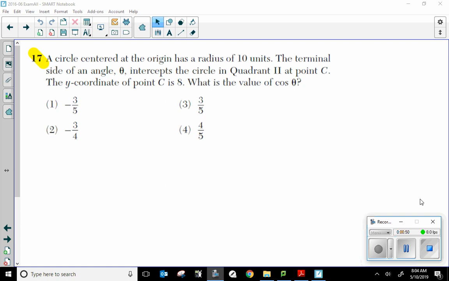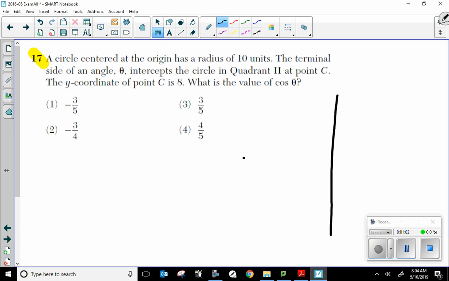All right, let's start with number 17, shall we? A circle centered at the origin has a radius of 10 units. If you watched any of my videos, you know I like to draw and make a picture. There is a set of axes. The origin is the center of the circle, and the circle has a radius of 10. So let's say this is 10, this is negative 10, this is 10 on the x-axis, and negative 10 on the y. My circle will run through all those points.